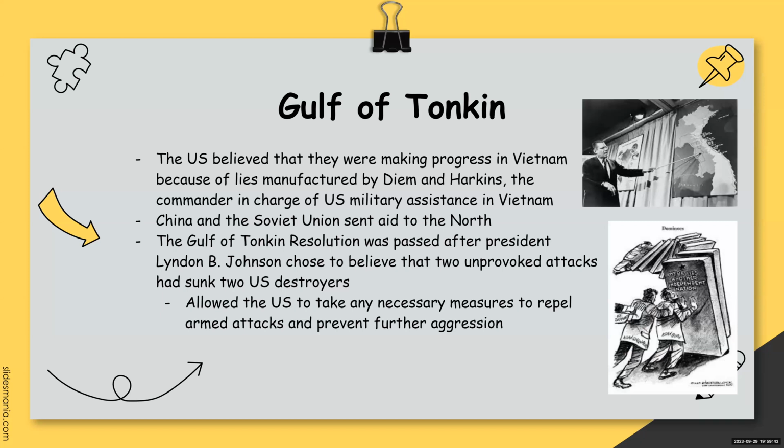And then the Gulf of Tonkin Resolution was passed because the new president, Lyndon B. Johnson, believed that there were two unprovoked attacks that sunk two U.S. destroyers, which didn't really happen. They're both fine. And this resolution allowed the U.S. to take any necessary measures to repel armed attacks and basically just let them be more involved in the Vietnam War.